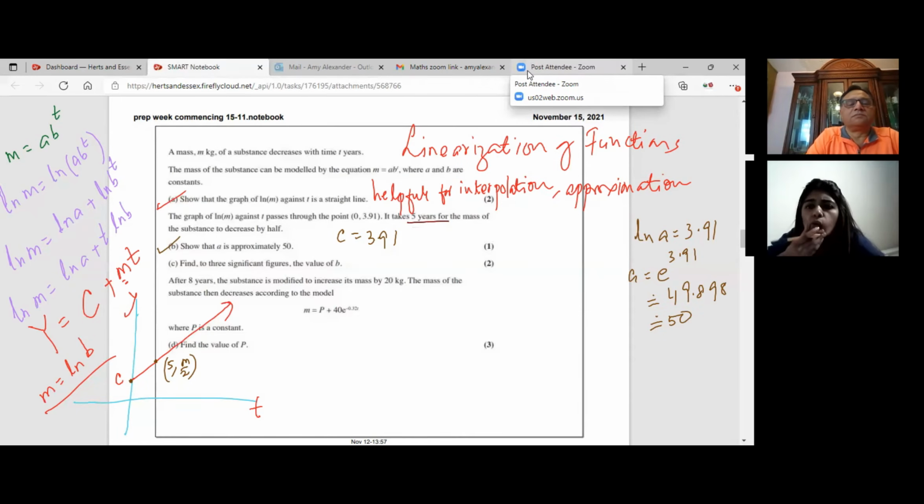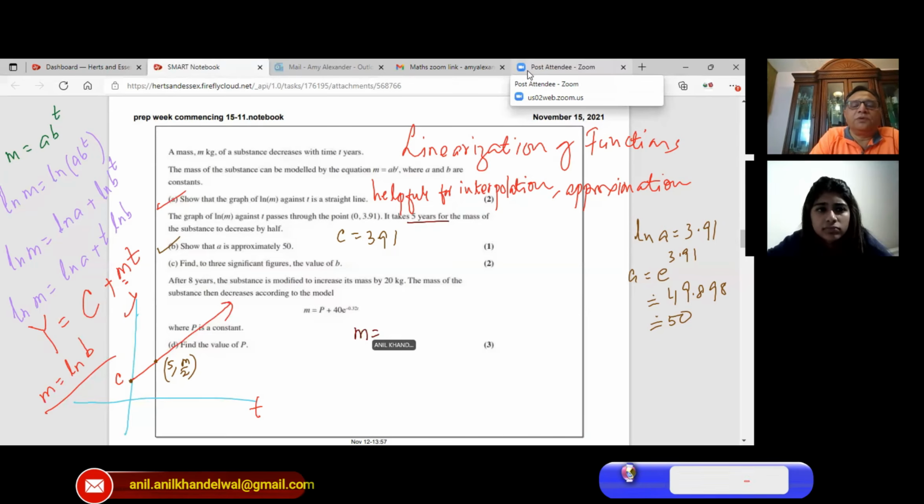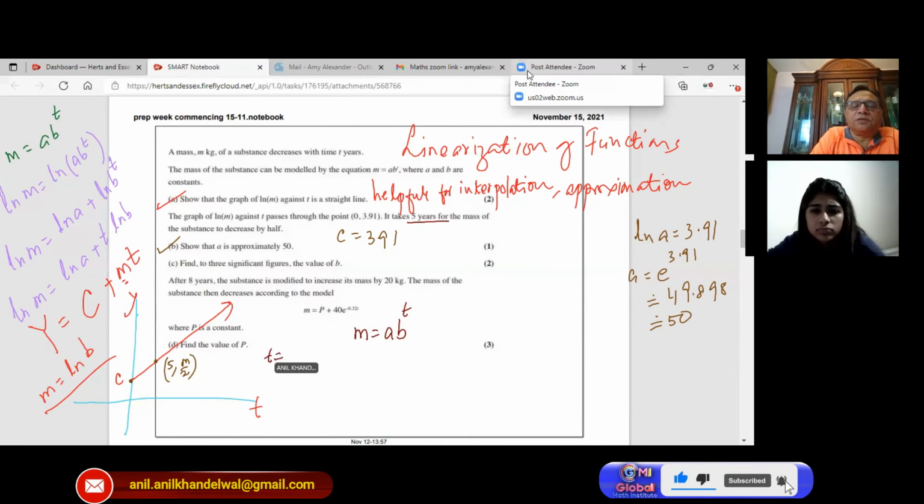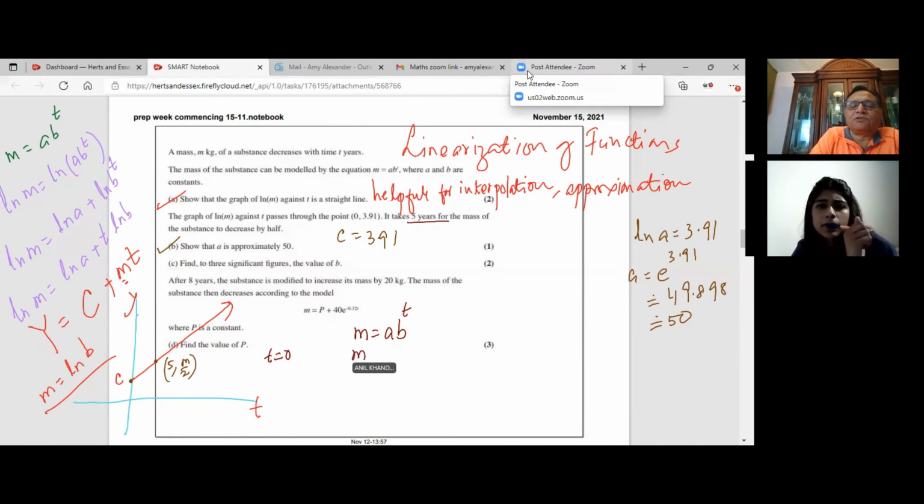What's M though? That's a good point. Let's say if T equals 0, let's write this equation again: M equals A times B to the power of T, right? If I write T equals 0, that means the initial starting point, so M equals A. Do you see that? B to the power of 0 is 1, and then A. It's absolutely clear, right? So the value of A is 50.